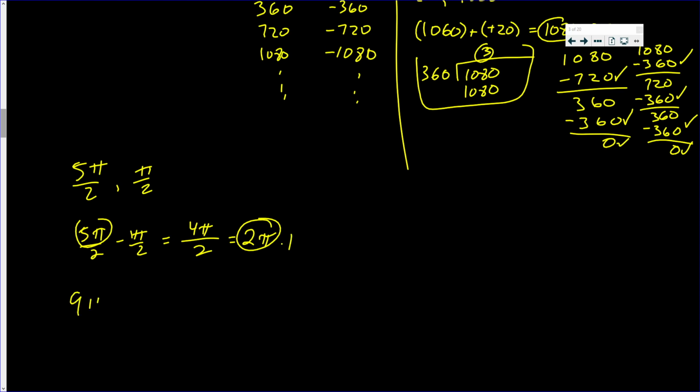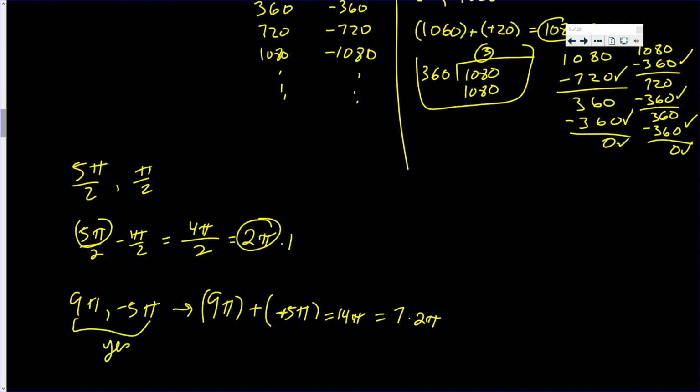If you have 9 pi and negative 5 pi, well, the larger minus the smaller gives you 14 pi, which is a multiple of 2 pi, 7 times 2 pi. So the answer here is yes, they are coterminals. Last one.